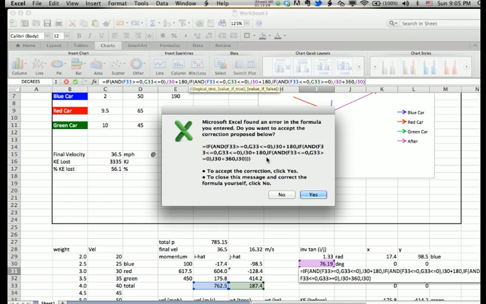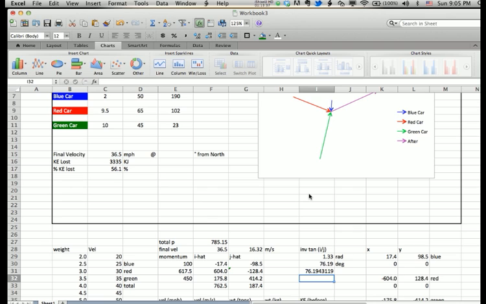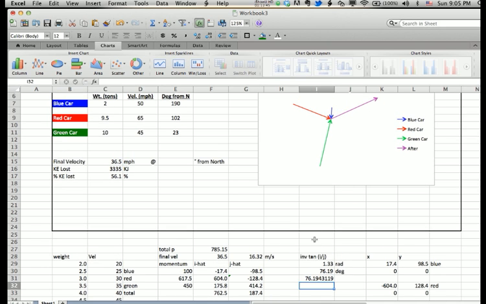And it'll tell me that it looks a little suspect, and I'll say, do you want to accept this correction? Which means it's going to put a lot of parentheses on the end. I'm going to say yes. Okay. So I am hoping that worked because right now our final momentum is up in that quadrant. So it did print out what we wanted.